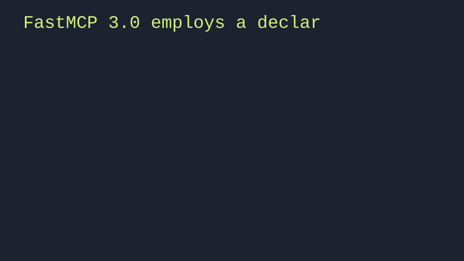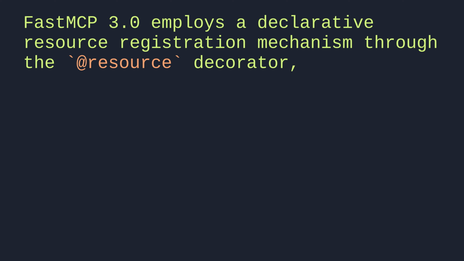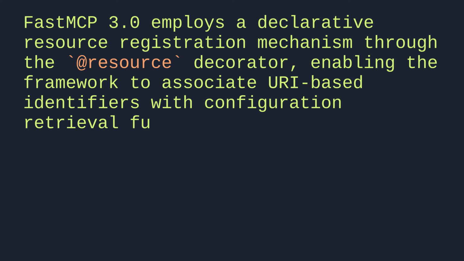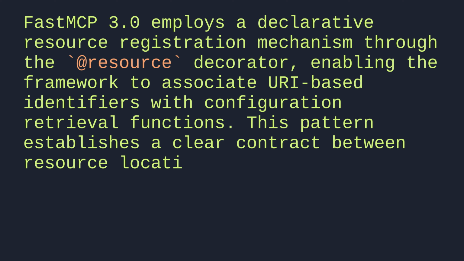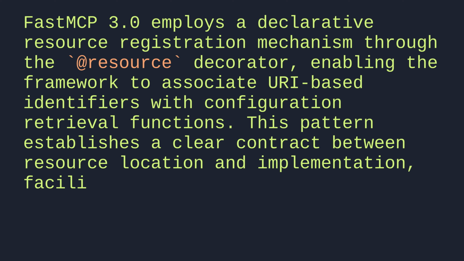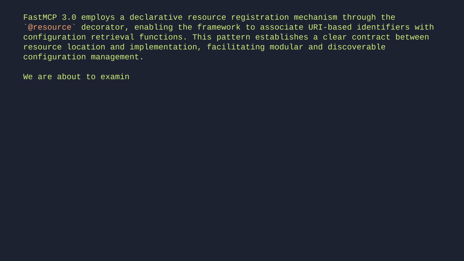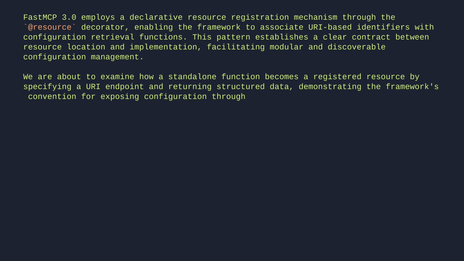FastMCP employs a declarative resource registration mechanism through the @resource decorator, enabling the framework to associate URI-based identifiers with configuration retrieval functions. This pattern establishes a clear contract between resource location and implementation, facilitating modular and discoverable configuration management. We are about to examine how a standalone function becomes a registered resource by specifying a URI endpoint and returning structured data, demonstrating the framework's convention for exposing configuration through a uniform interface.